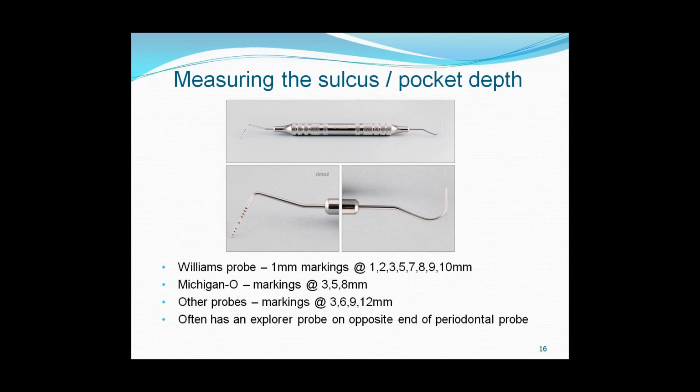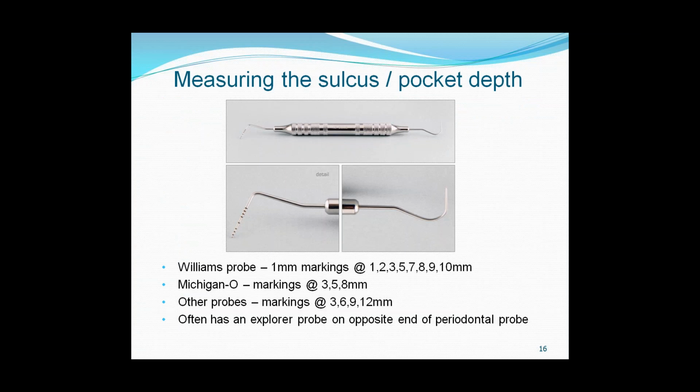So how do we measure the sulcus and the pocket depths? Well, I use a periodontal probe called a Williams probe, which is in the pictures here. I have a double-ended probe. There's a periodontal probe with markings in millimeters. So you can see on the bottom left-hand side on the probe, there's millimeter markings.